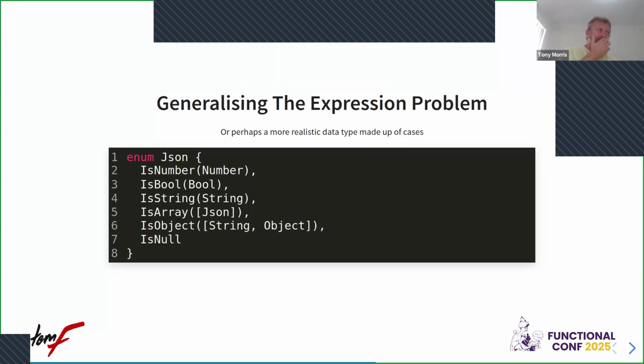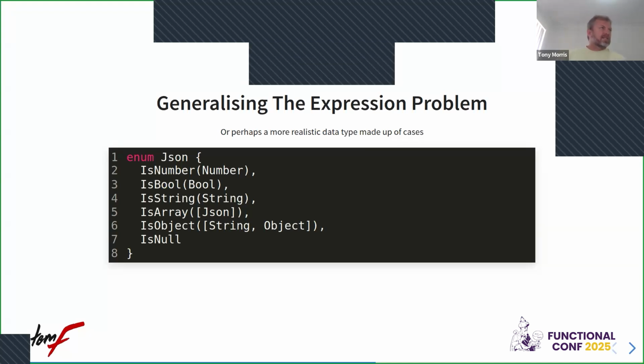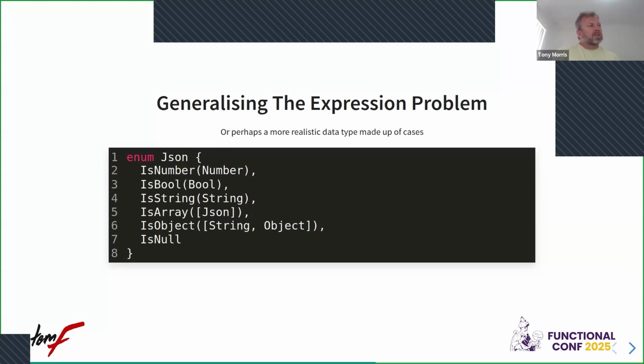But yeah, so this is an example of a data type defined by cases over which, that is more realistic, right? So JSON is a number, or it's a Boolean, or it's a string, et cetera, et cetera.